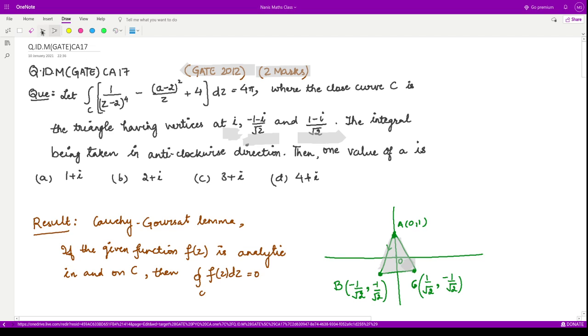So here I have drawn this closed curve C in the form of this triangle, right? The first point is given to be iota. In the complex plane, if this represents the imaginary axis and this represents the real axis, then the point iota would be somewhere here, 0, 1. Then the point -1/√2 minus iota/√2.